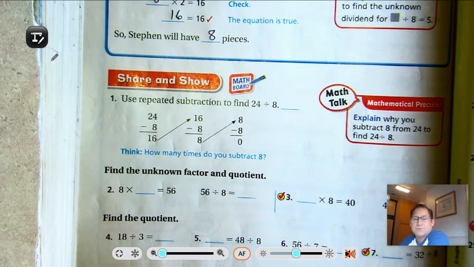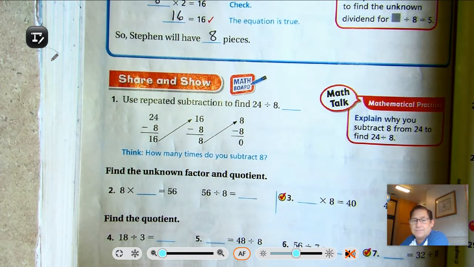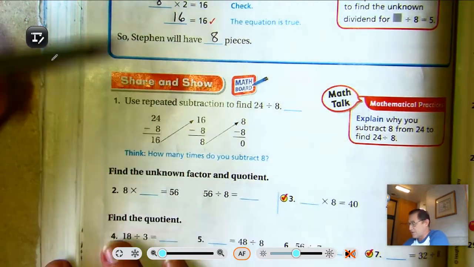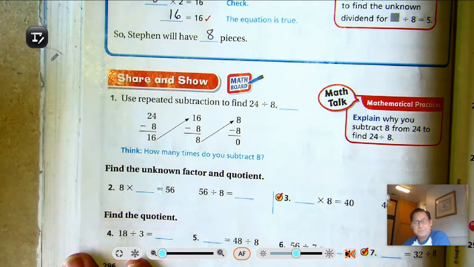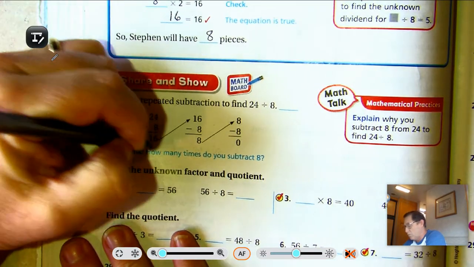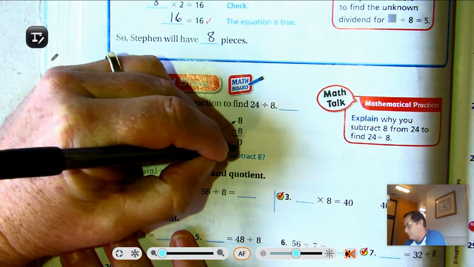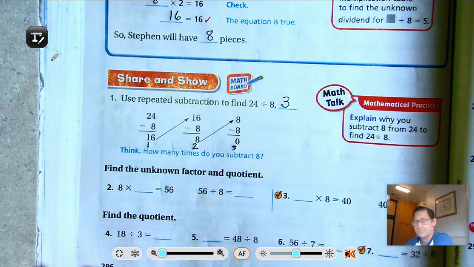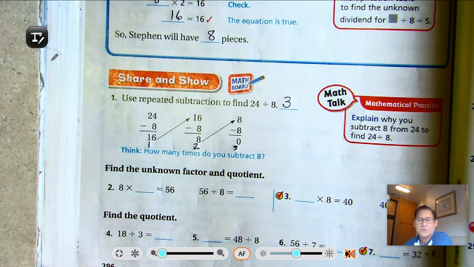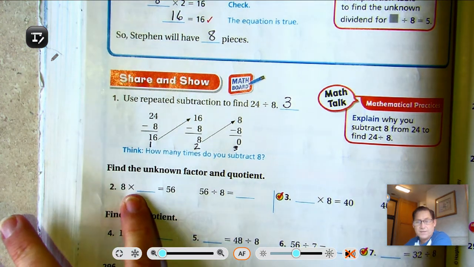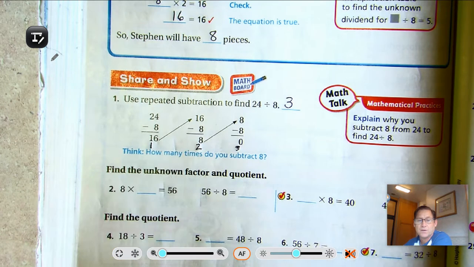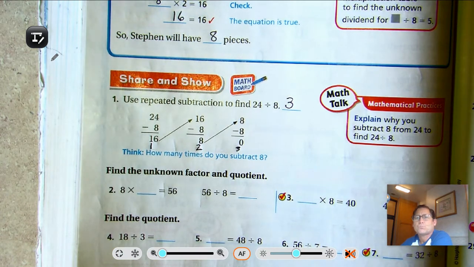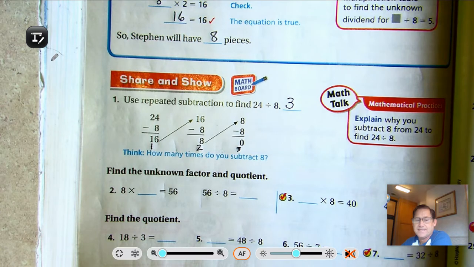Now use repeated subtraction to find 24 divided by 8. Well, they've done the subtraction for us. So how many times did they subtract? Well, 1, 2, 3. So 24 divided by 8 is 3. Now find the unknown factor and quotient. They're giving us a multiplication problem and a division problem. So 8 times what is 56?